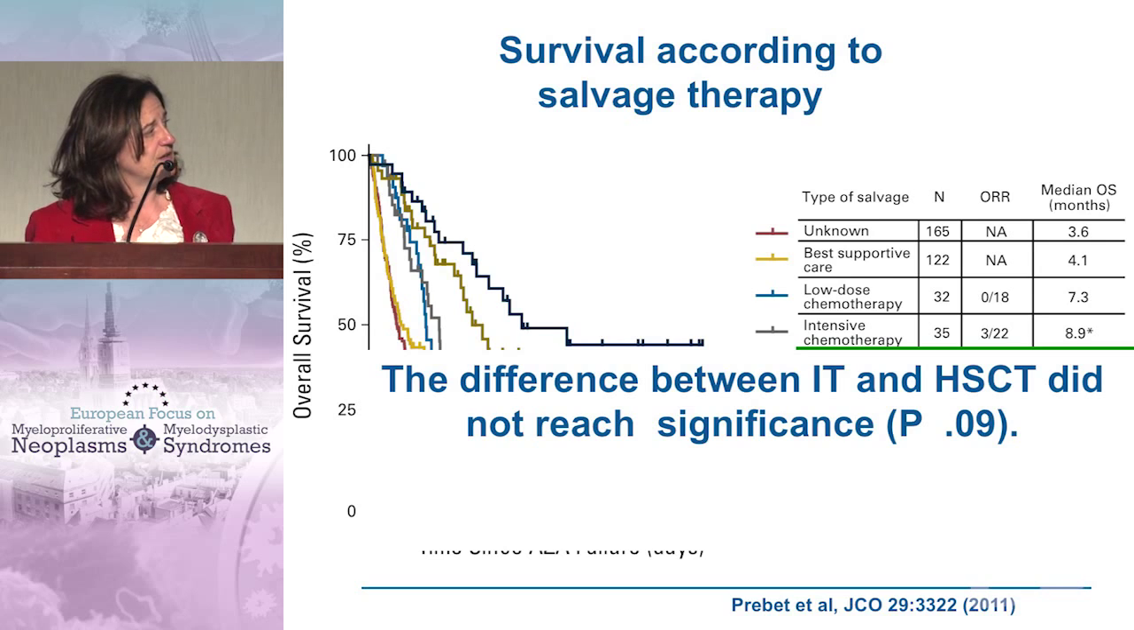So the two, investigational agents and allogeneic transplant, are the best. And you see there is no significant difference, but it seems that if you can perform a transplant, it would be the best option.